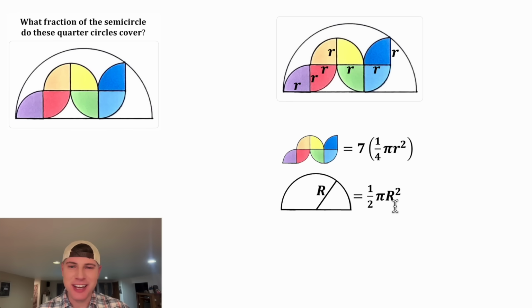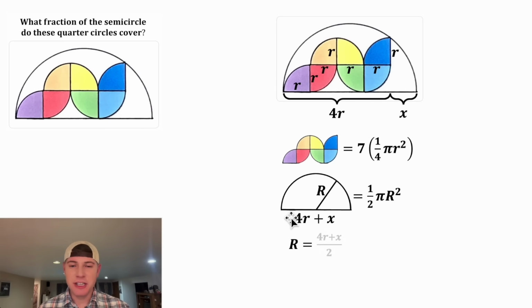And I think there's a way we can tie these together. This diameter is equal to 2 big R. And this portion of the diameter is equal to 4 little r. 1, 2, 3, 4 little r's. And then this portion of the diameter is something we don't know. Let's call it x. So now we know that this diameter is equal to 4 little r plus x. So the radius big R is going to be equal to half of this diameter. Or in other words, 4 little r plus x, whole thing divided by 2. So in the place of this big R, we can plug in the 4 little r plus x over 2.